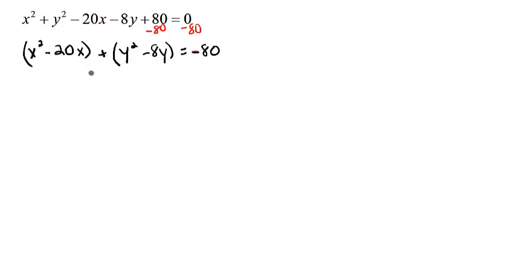At this point I want to try completing the square, so I'm going to do the x's first. We want to take this number right here and divide it by 2, which gives us negative 10, and then we take that number, which is negative 10, square it, and that gives us 100. Let's hold on to that part for a little bit.